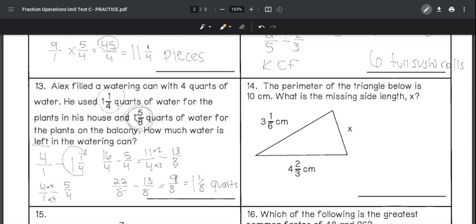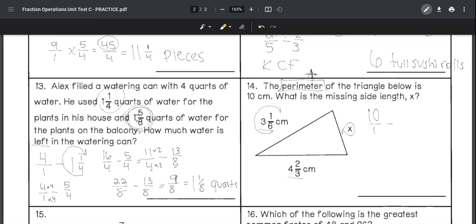All right, so number 14, the perimeter of a triangle below is 10 centimeters. Perimeter, remember, means we added all the sides up. Adding all the sides up, that's a plus sign. What is the missing side length? X. Okay, there's our missing number. So we're starting with 10, and we need to get rid of that amount and that amount to figure out what we have left. So I'm going to do 10/1 minus 3 1/6.